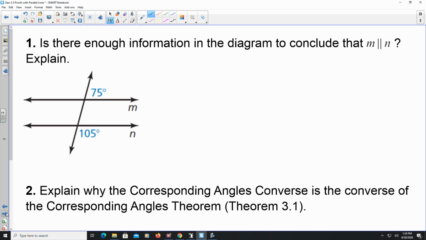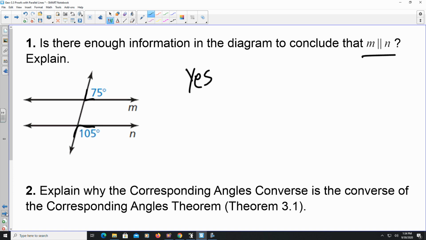In this particular example, we have a diagram where this angle here is 75 degrees and this angle here is 105 degrees. They want to know, is there enough information in the diagram to conclude that m is parallel to n? The answer is yes. We do have enough information.